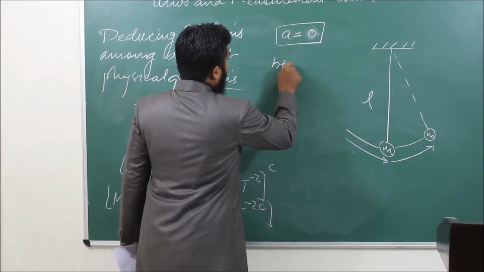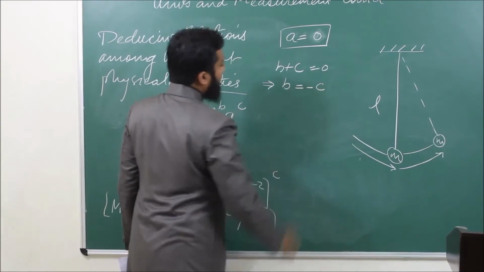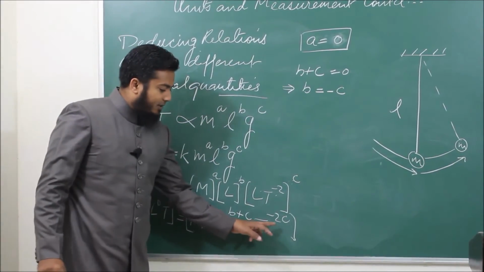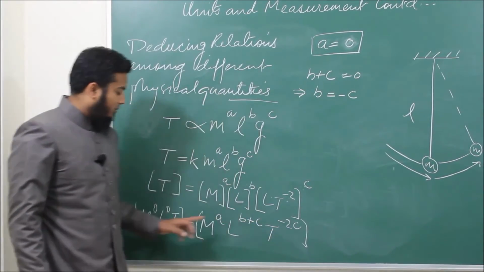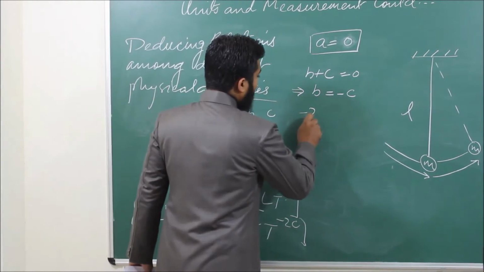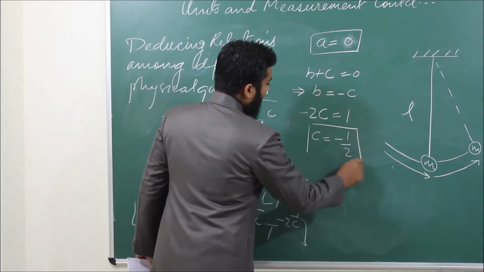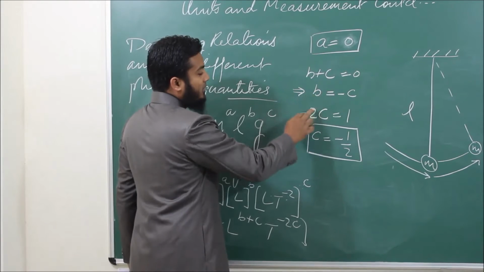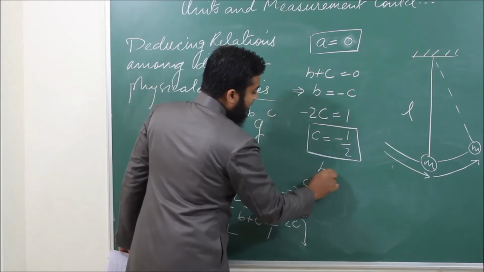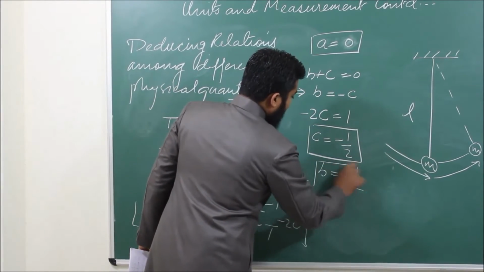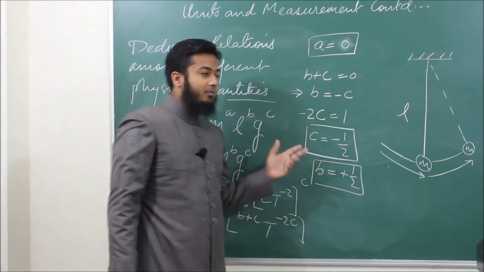So b plus c must be equal to 0, or this implies b will be equal to minus c. And this T has the dimensions minus 2c, and here it has dimension 1. So minus 2c must be equal to 1. From here we found the value of c, which is minus half. And if c is minus half, you can see b is minus c, and minus of minus half is just plus half. So b is plus half. So you found the values of all the exponents: a is 0, b is plus half, and c is minus half.